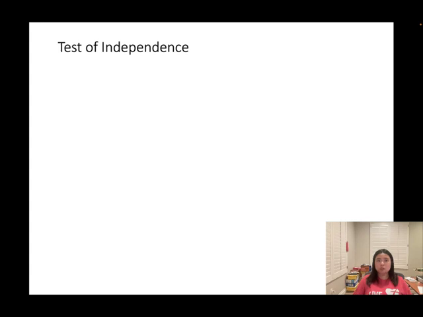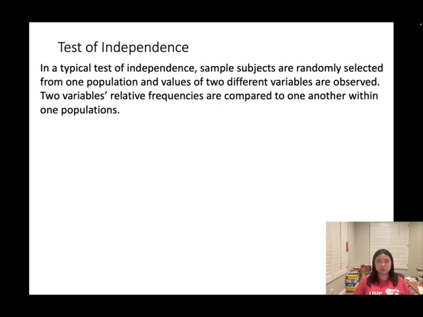Another one is called the test of independence. In a typical test of independence, sample subjects are randomly selected from one population. Okay, only one population for the test of independence. And values of two different variables are observed. We have one population, but we have two different variables. Two variables' relative frequencies are compared to one another within one population.